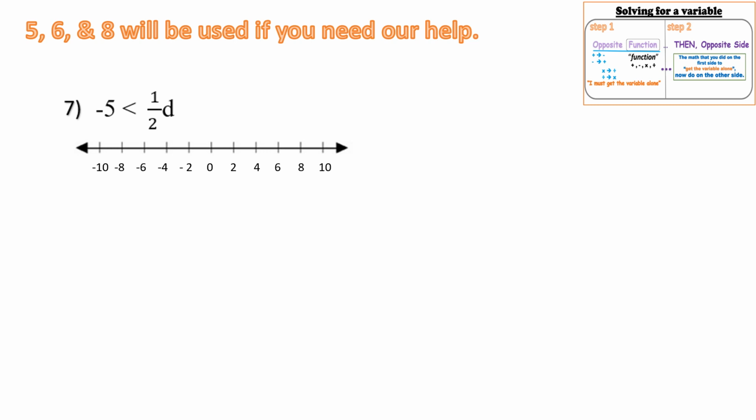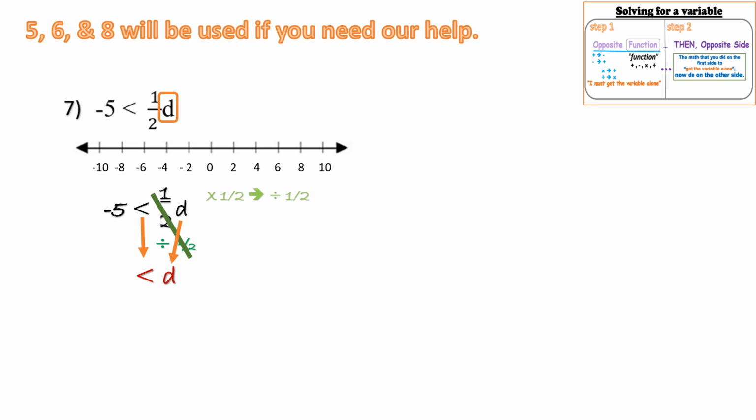So number 7 says that I have negative 5, which is less than 1/2 times d, or 1/2 d. Once again, a coefficient and a variable touching means multiplication. So when I look at my d, I'm asking what I'm doing with it. I am multiplying d by 1/2, therefore I have to divide by 1/2. Now when I divide by 1/2 where the variable is, that's pretty easy, I just cancel it out. However, once I get through step 1 and I get my variable and my inequality sign alone, now I have to do it on the opposite side.